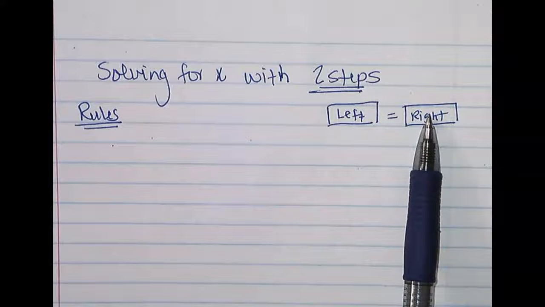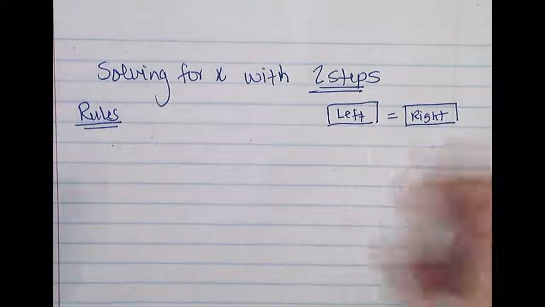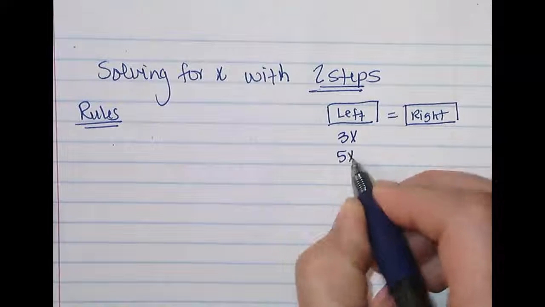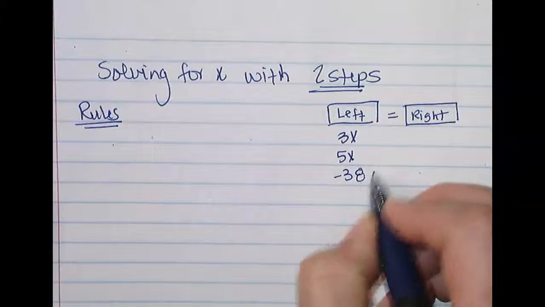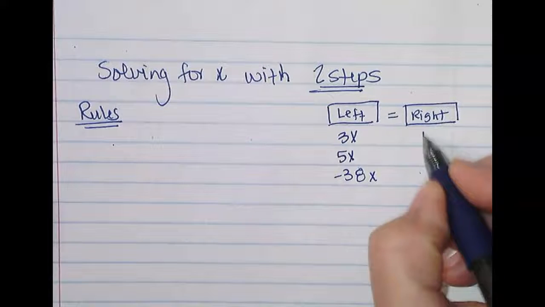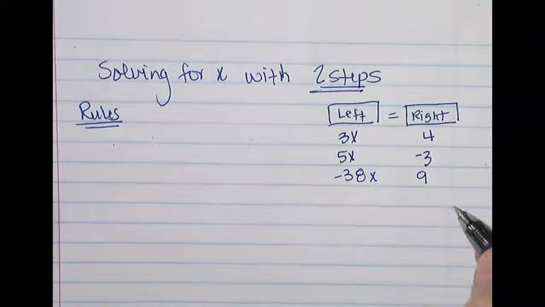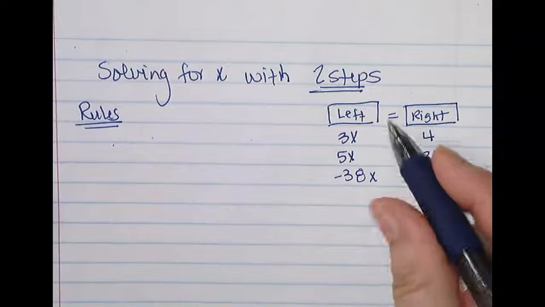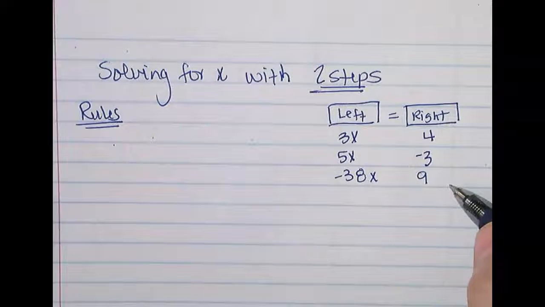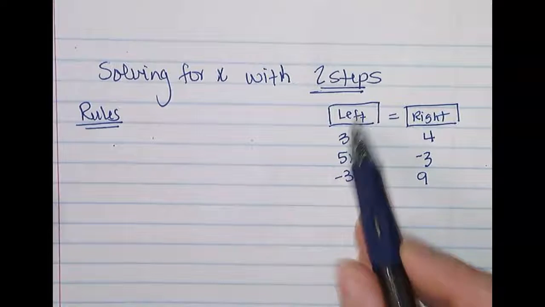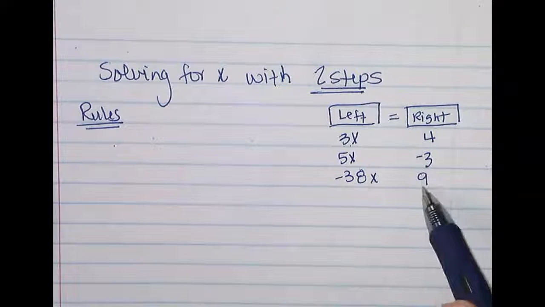Those are called numbers. So if it's a variable, so I want to see 3x on this side, I want to see 5x over here, I want to see negative 38x, I don't care. I want to see 4's on the right, I want to see negative 3's on the right, I want to see 9's on the right. So you need to figure out what goes on the left and what's going to go on the right. If it has a variable x, by the way, it could be any variable, variables are going to go on the left, the plain boring numbers are going to be on the right.